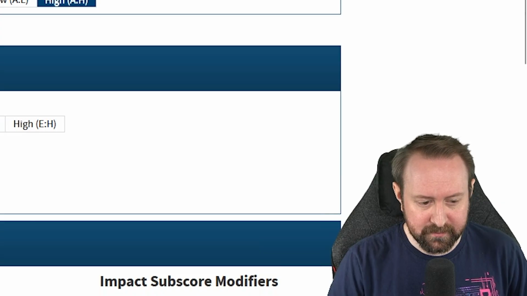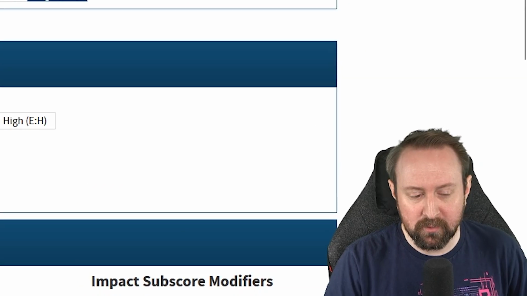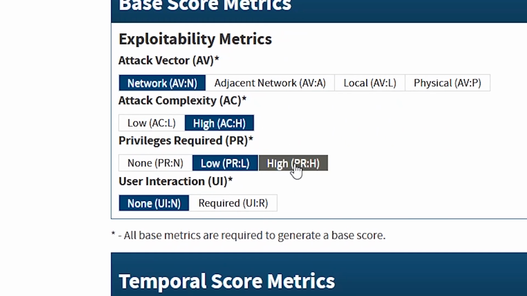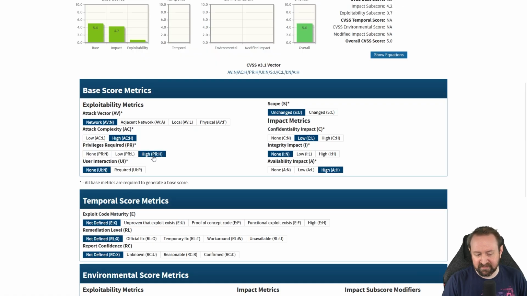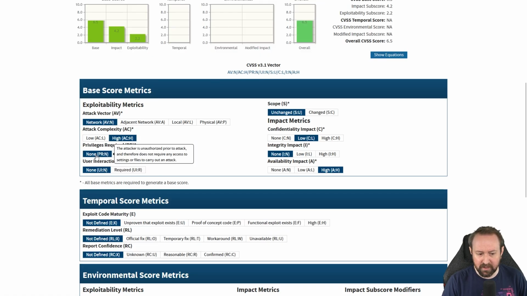So here's a good one. How privileged does the attacker have to be? And this is important. This is before the attack, right? Before they carry out the attack. A lot of people get confused over this one. There's this none option, low and high. So high generally means you have to have access to an admin account. Low means you have to have access to some kind of normal user account. And none means you don't have to have any access to an account before the attack.